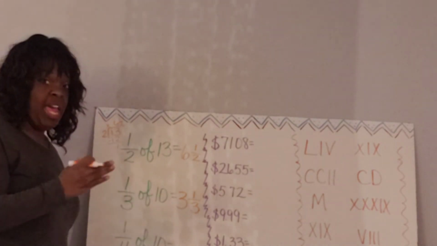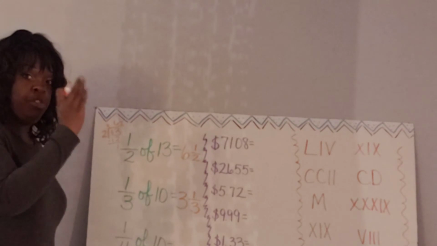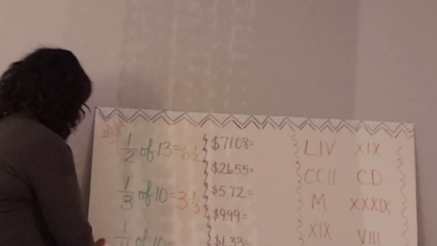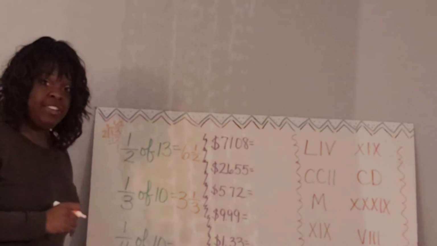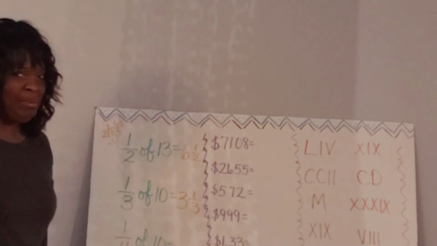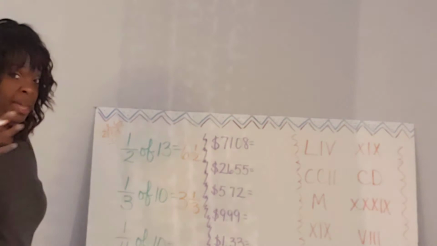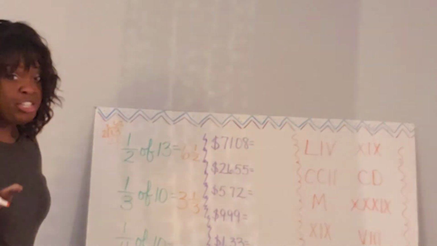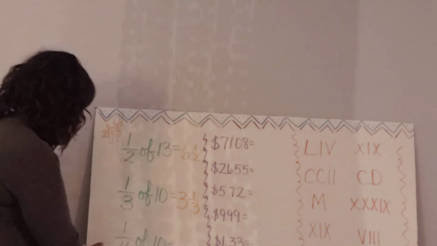If I have 10 of something and I cut them into thirds, there'd be 3 1/3 for everybody. Then 1/4 of 10. And I keep saying okay a lot. I'm sorry. I'm recognizing as I make more videos some of the things that I keep saying, but I don't know if it's going to change or not. We'll see. 1/4 of 10.